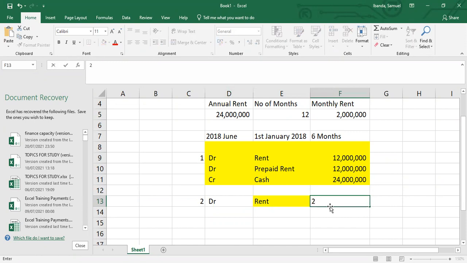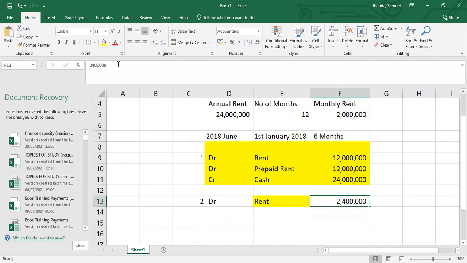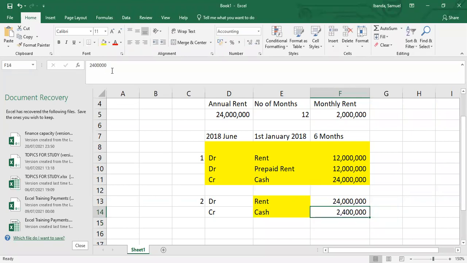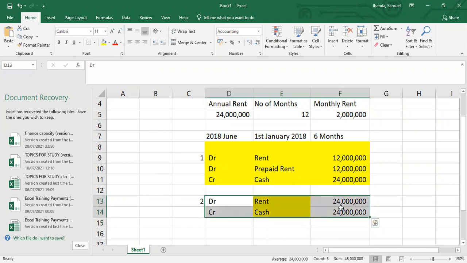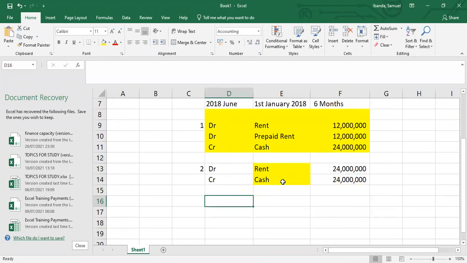They went on to debit rent with that value, just this 24 million, and then they credited cash with 24 million. So if this is what was done, the adjusting entry is coming in to tell you that part of this rent relates to the next financial year.